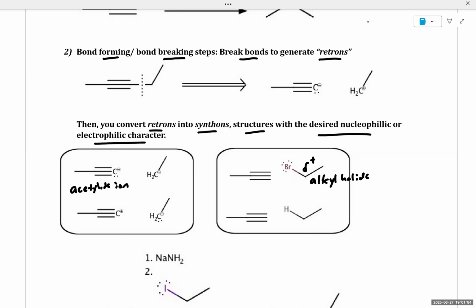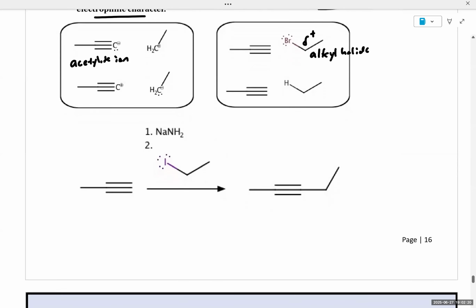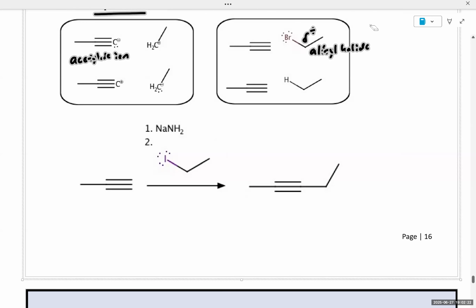You may find that one set of retrons gives synthons that are easier to make and that look more reasonable. So if I wanted to form this carbon-carbon bond and I have these retrons, I can make these retrons using the acetylide ion and an alkyl halide. And that's how we're going to do this synthesis. I can make this product by taking my reactant, treating it with sodium amide, followed by ethyl iodide.